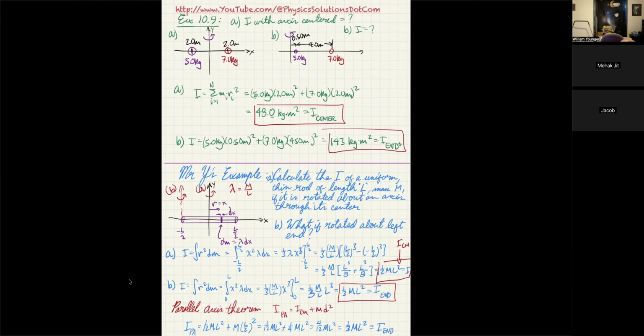The parallel axis theorem is something that you're responsible for knowing, and your book does explain it. The perpendicular axis theorem I am not covering, so you can skip that. Your book talks about that as well. It's a much more complicated formula to apply, so I'm not doing that. But I did do the parallel axis theorem, and you can see that you got exactly the same answer.